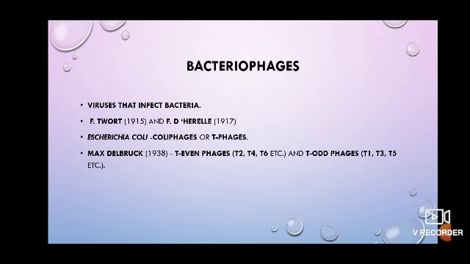The bacteriophages attacking Escherichia coli, E. coli bacterium, are called coliphages or T phages. Max Delbruck in 1938 numbered the coliphages. He gave them numbers as T even phages, T2, T4, T6, etc. and T odd phages, T1, T3, T5, T7, etc.